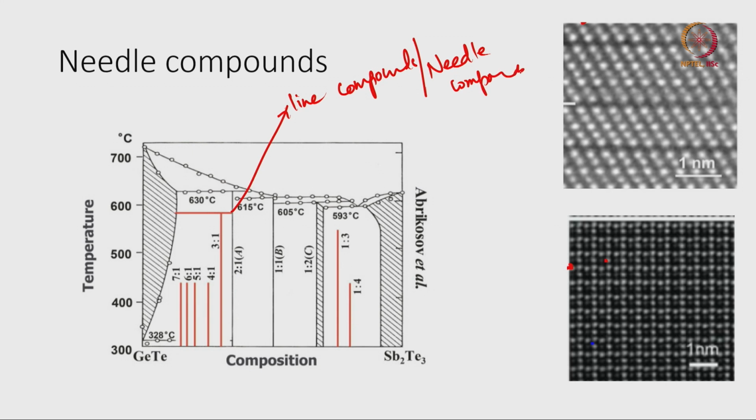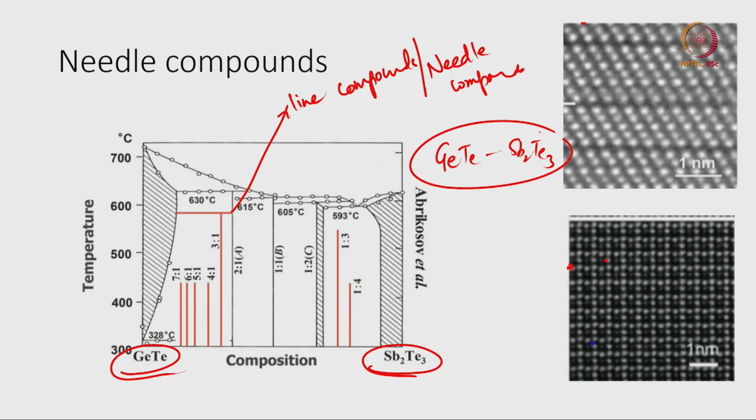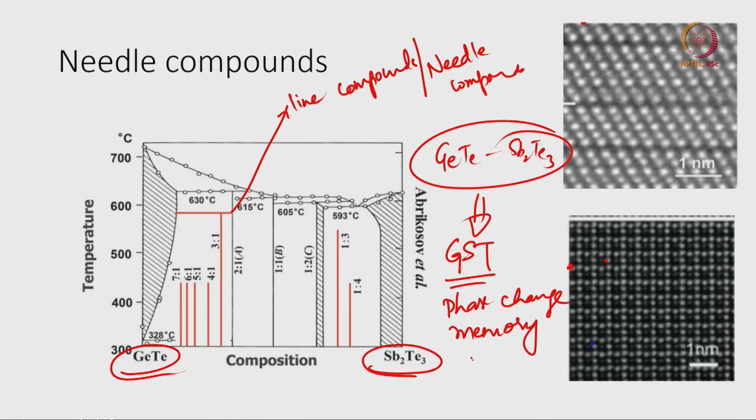So, here is a phase diagram of a material GST. On one side is germanium telluride, on the other side is Sb2Te3. Now, the solid solution of this is called GST, and GST, as I have discussed this earlier, is a phase change material for phase change memory. Essentially I can switch GST based compounds from 0 to 1 by switching them from amorphous to crystal and crystal back to amorphous phases.